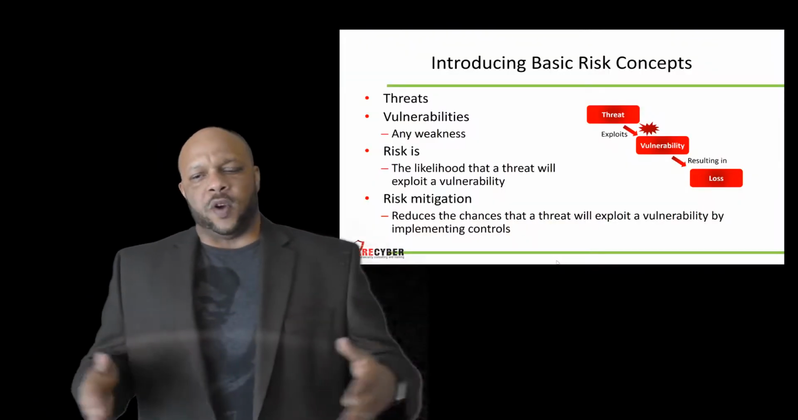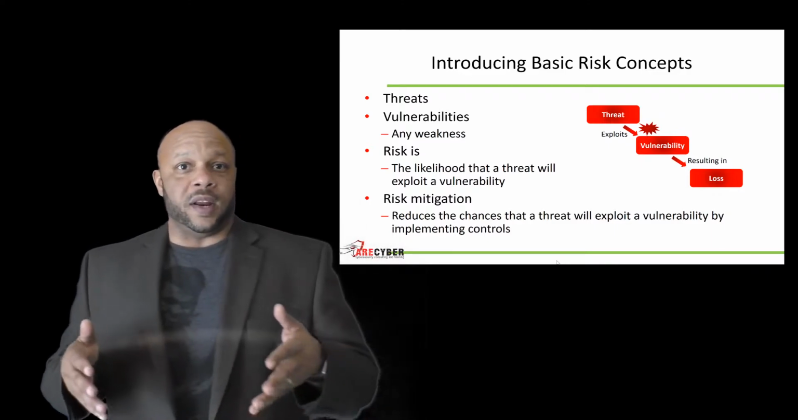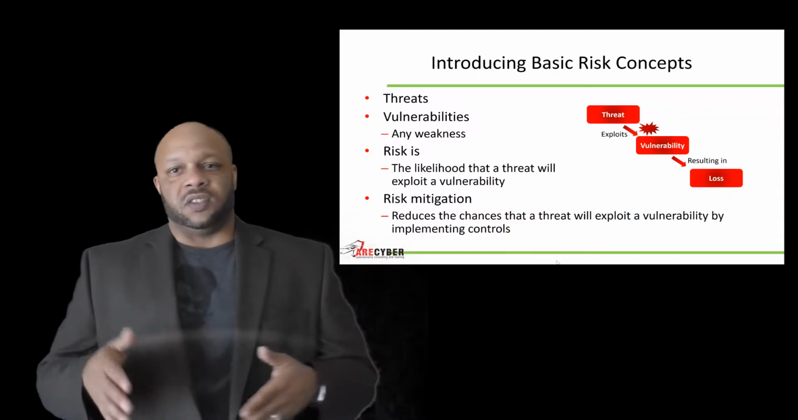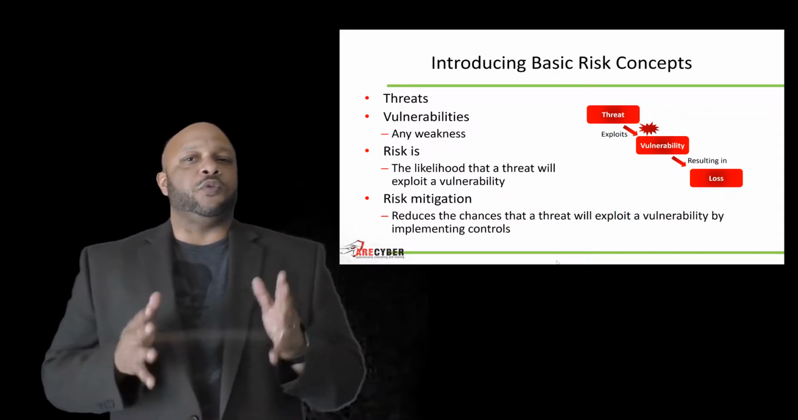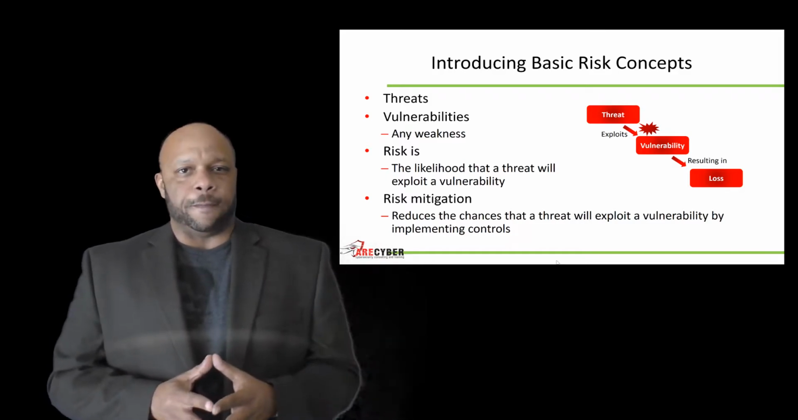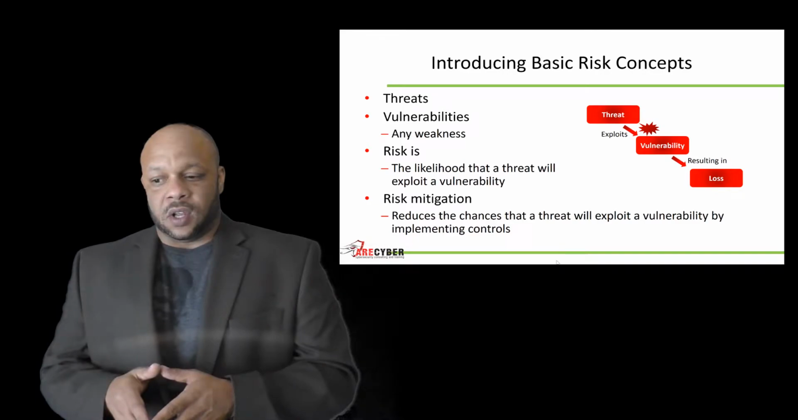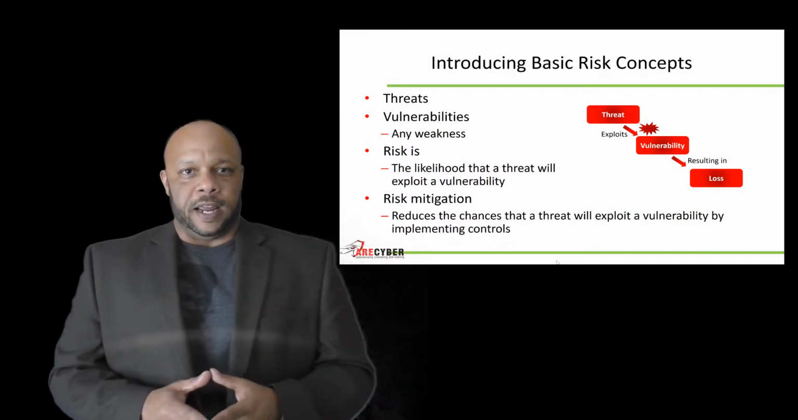Starting with basic risk concepts, you have threats, which are anything that simply can exploit a vulnerability. Vulnerabilities, any weakness of the system. And risk is the likelihood a threat will exploit a vulnerability. Next, you have risk mitigation. It's what you put in place to prevent the threat from exploiting the vulnerability.